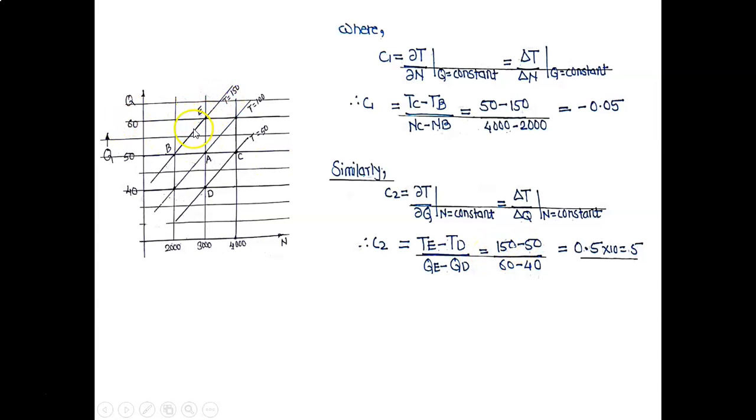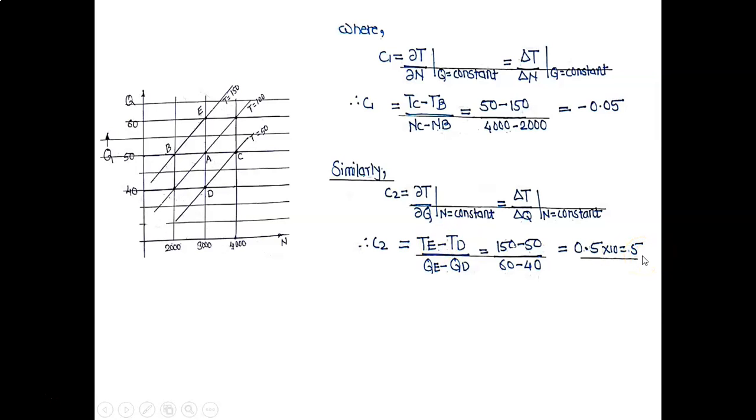The torque line passing from point E is 150. 150 minus what is the torque value of the torque passing through the point D? 50. Therefore it is equal to 150 minus 50 divided by what is QE? QE is nothing but 60. Therefore 60 minus what is QD? QD is equal to 40. Therefore 60 minus 40. By performing calculations we are getting C2 is equal to 5.